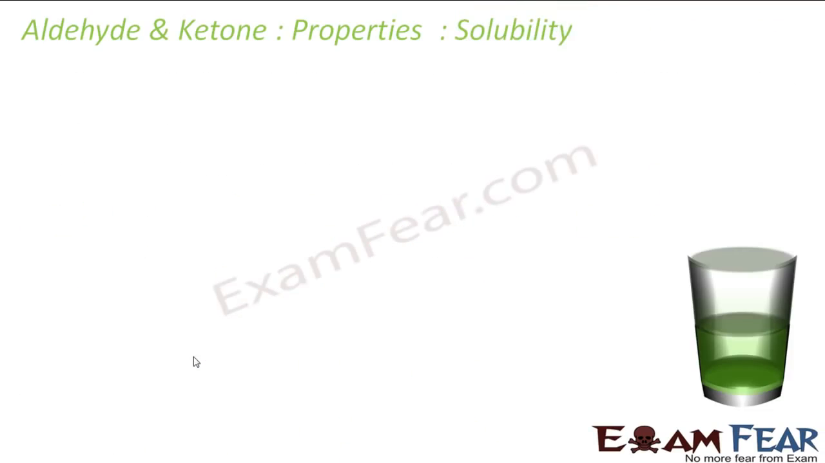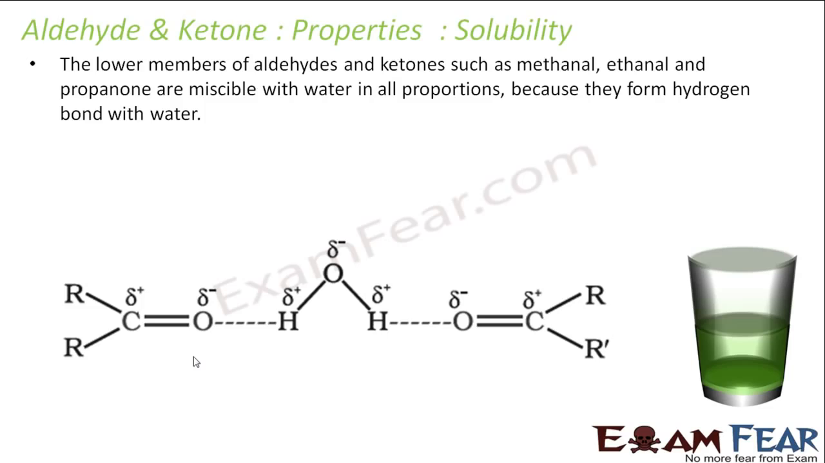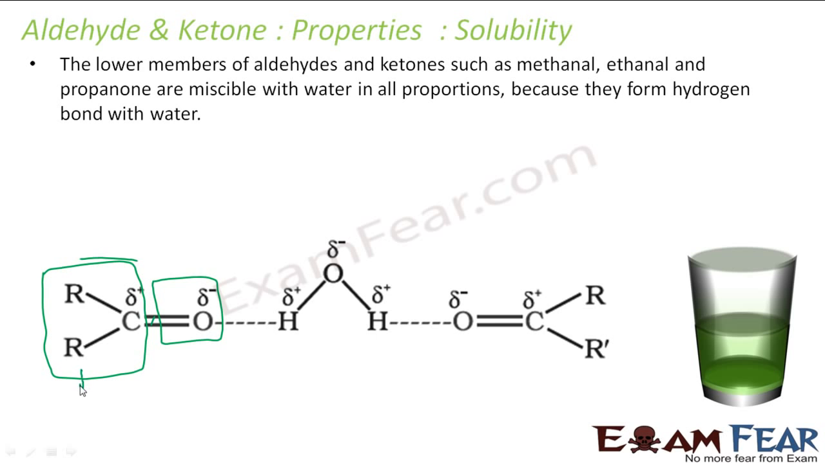Let's talk about the solubility now. As I told, the lower members of the aldehydes and ketones are miscible in water. Why? Because of the hydrogen bond with water. Correct? So ketones also have a hydrogen bond with water. Aldehydes also have a hydrogen bond with water. So because of this, they are soluble. But if you see, only this part is soluble in water and this part is not soluble in water. Just try to understand, this I'll say is water insoluble.